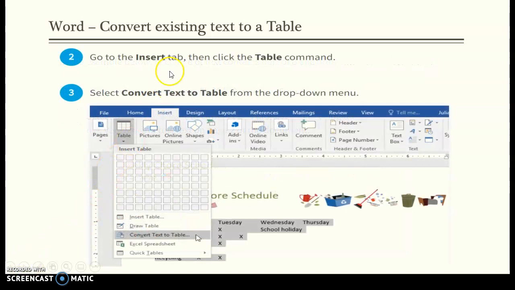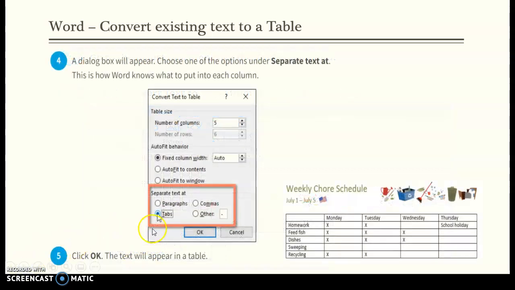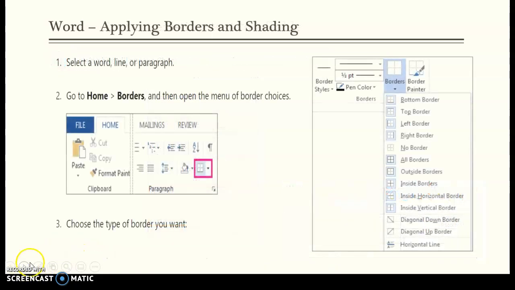And then what you would do is go to Insert Table, and there's actually a feature called Convert Text to Table. Then you would select that it's already set by tabs, and you can tell that it's going to work because it's already set up to show 5 columns and 6 rows. And then you click OK, and it automatically converts it to a table.